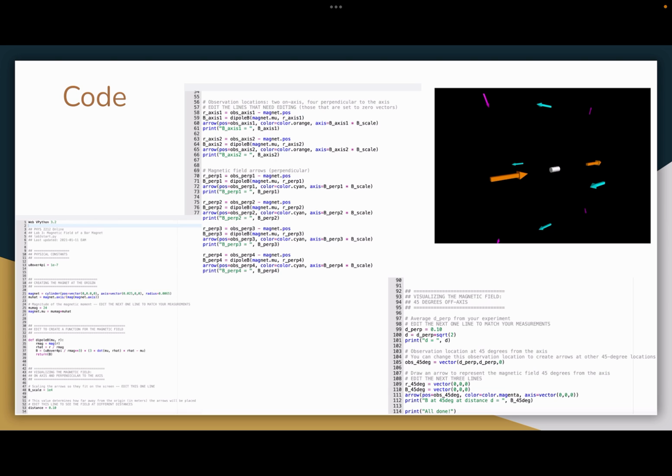To visualize the magnetic field, I used a GlowScript VPython simulation. I entered my experimental magnetic dipole moment of 24 amp meters squared into the code, and it generated a 3D field arrow showing the direction and relative strengths of the magnetic field along the perpendicular of the magnetic axis.